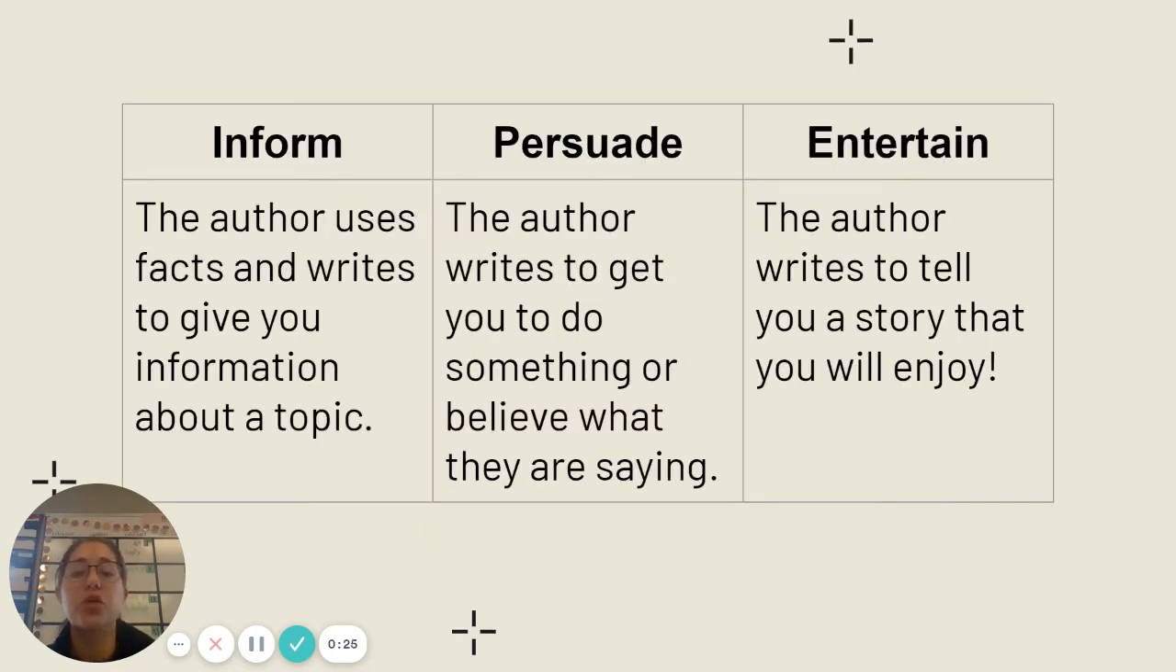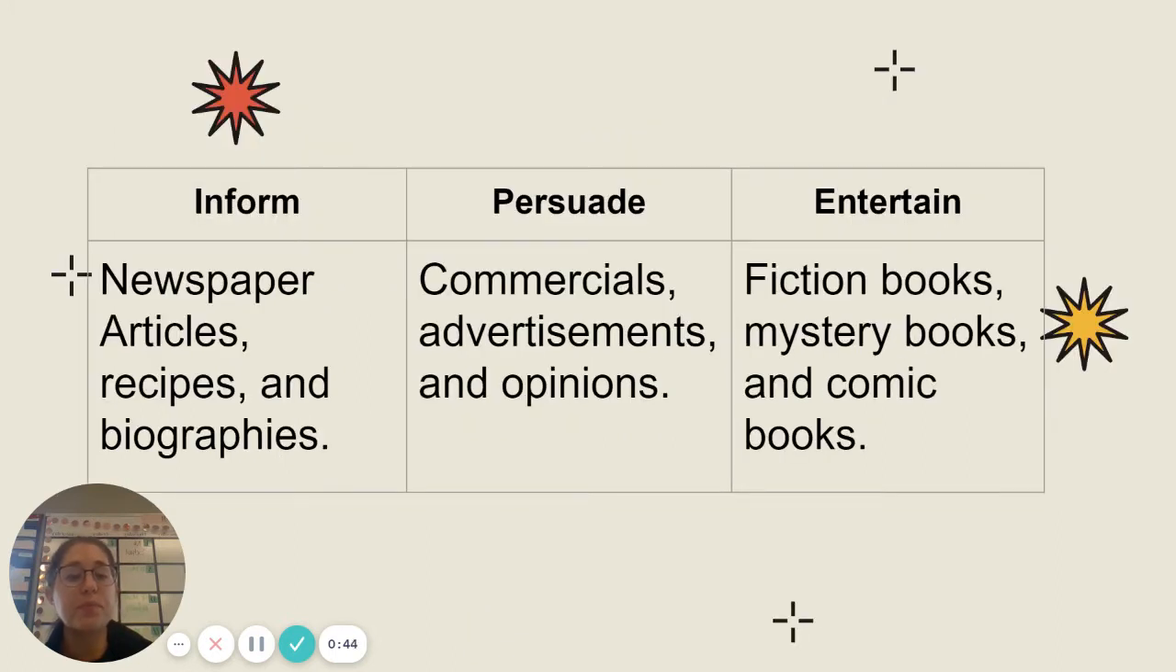When an author is writing to inform, they're using facts and they're giving us information about a topic. When an author writes to persuade us, they are trying to get us to do something or to believe what they are saying. And when an author writes to entertain us, they're doing it to just give us a story that we will enjoy. I have some examples here for inform, persuade, and entertain.